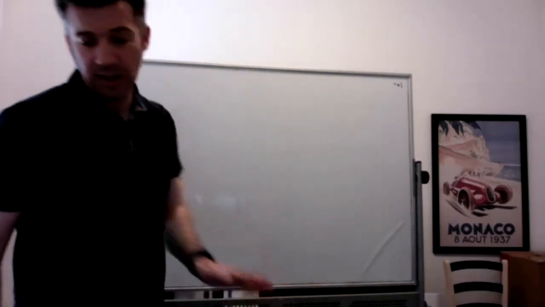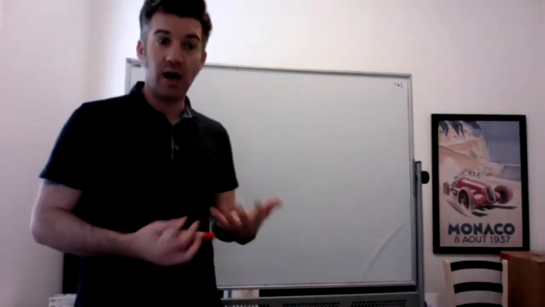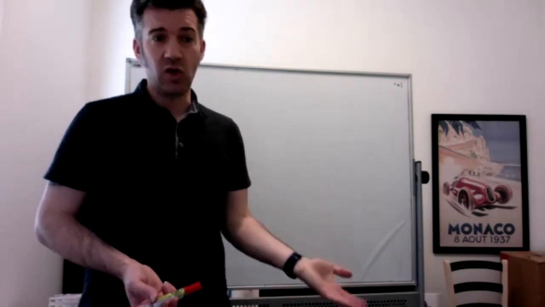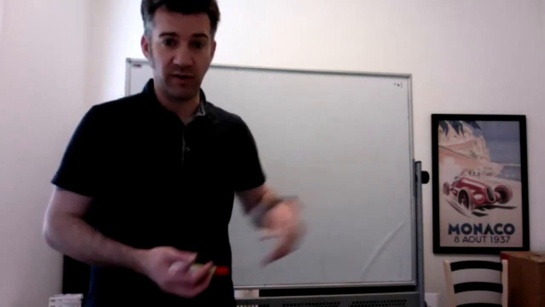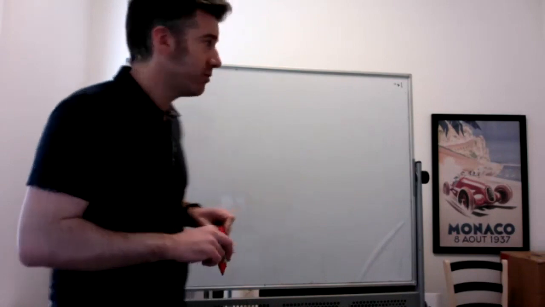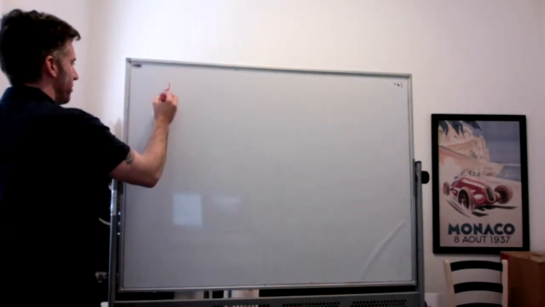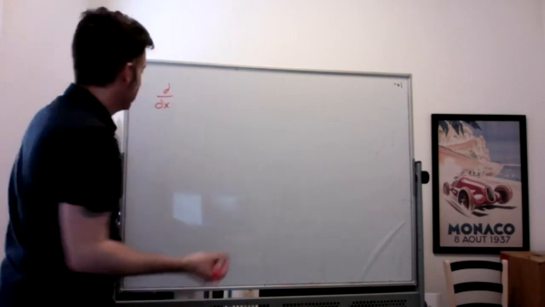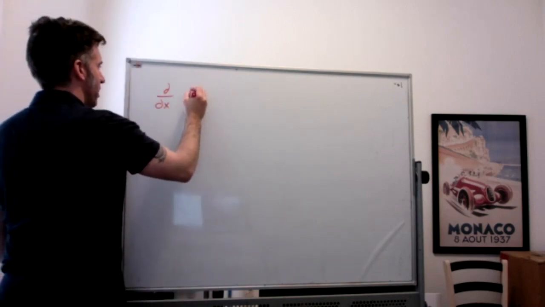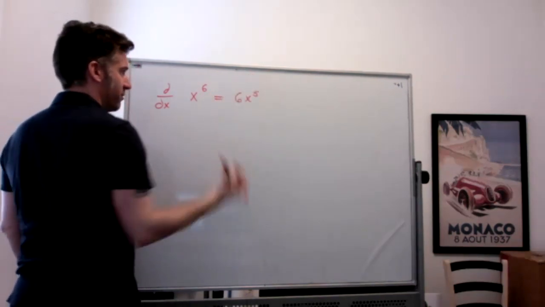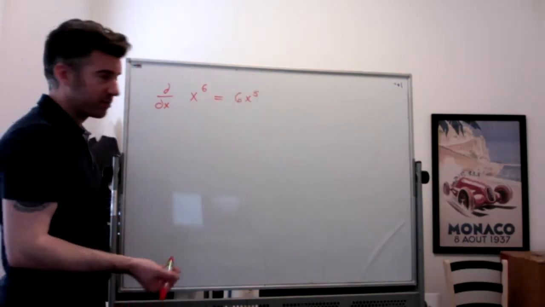So the main thing to remember about antiderivatives is they undo a derivative. If you know the derivative of a function, you know the antiderivative of the derivative you just found. So for example, let's just pick something easy, the derivative of x to the 6th is 6x to the 5th, for sure.